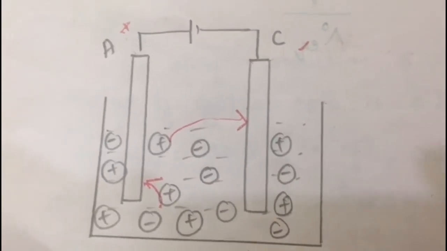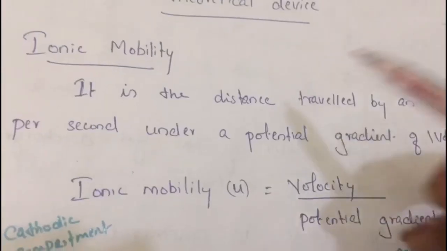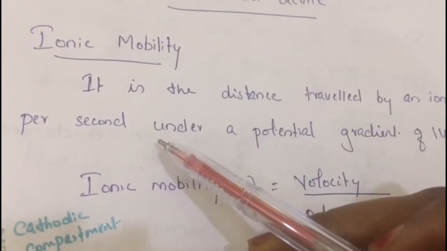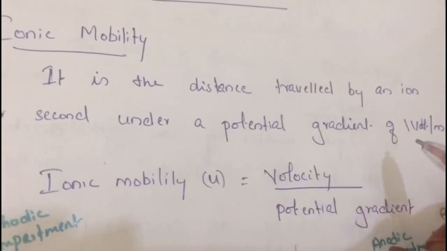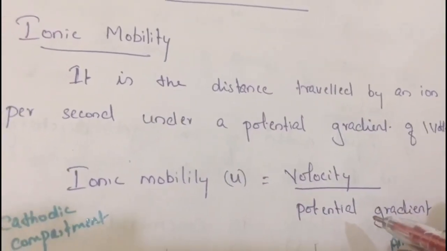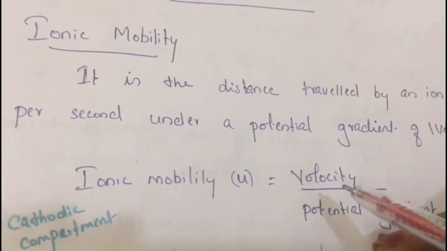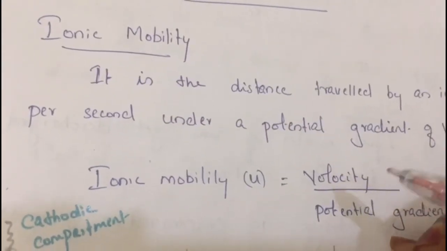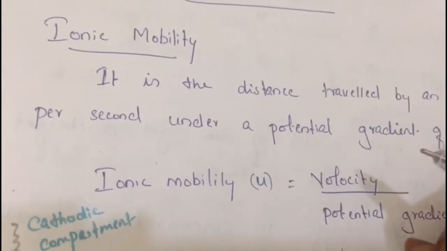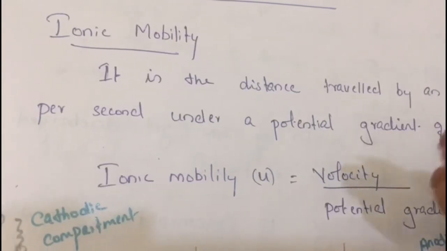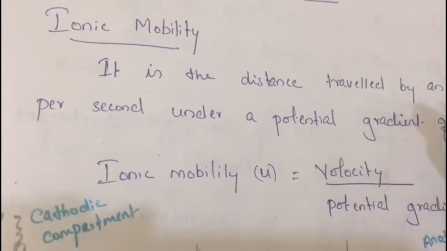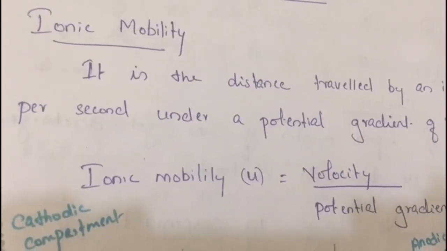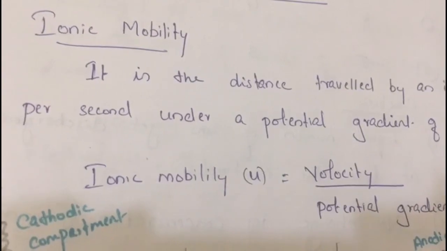So we will discuss what is meant by ionic mobility. Ionic mobility is the distance travelled by an ion per second, that means velocity, under a potential gradient of 1 volt per meter. That means when we are applying one unit of potential gradient, what is the velocity of the ions? That is meant by ionic mobility. So ionic mobility is not the same in all ions. When the ionic mobility is more, the speed will be more, or the ions will move towards their respective electrodes at a faster rate. Now we will discuss transport number using Hittorf's theoretical device.